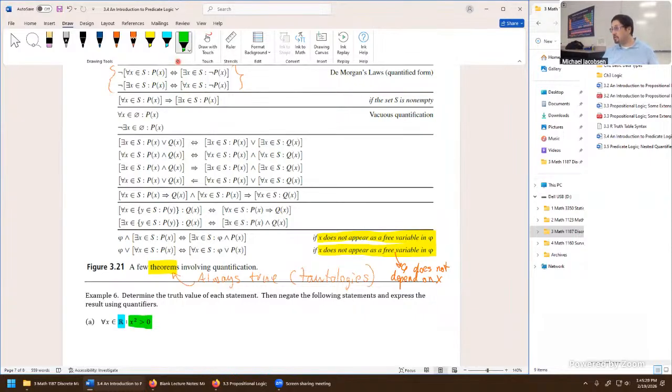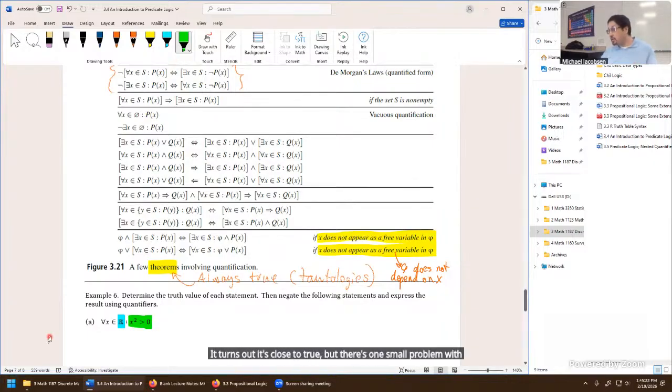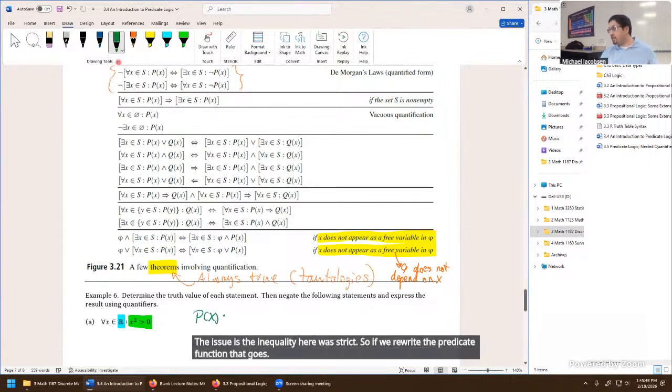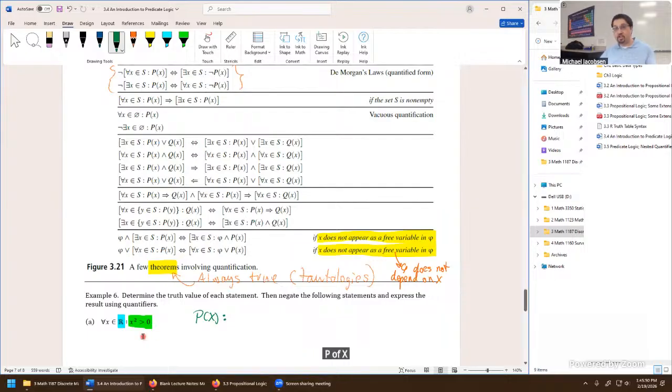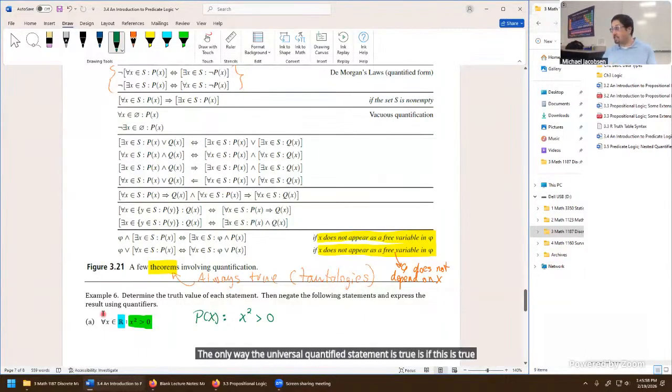It turns out it's close to true, but there's one small problem with it. There's one way it can come out as false, making the overall statement false on this one. The issue is the inequality here was strict. So if we rewrite a predicate function, P of x is the statement x squared bigger than 0, the only way the universally quantified statement is true is if this is true for every possible x.